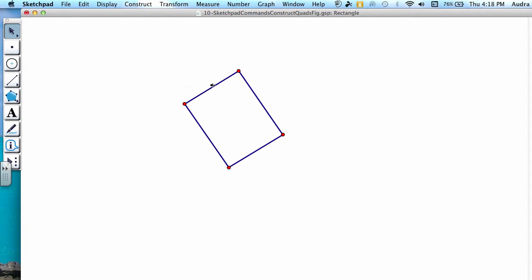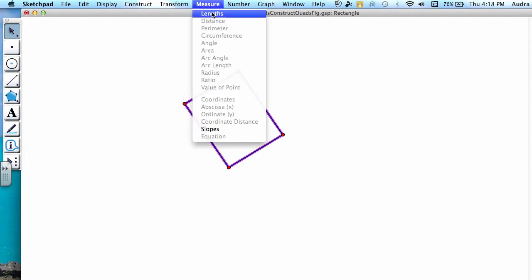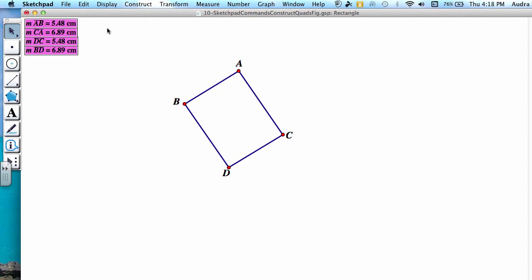Let's do the segments first. So if I select all four segments and go to Measure Lengths, we can see that the opposite sides are congruent, which is true. And now we're going to also measure all of the angles.